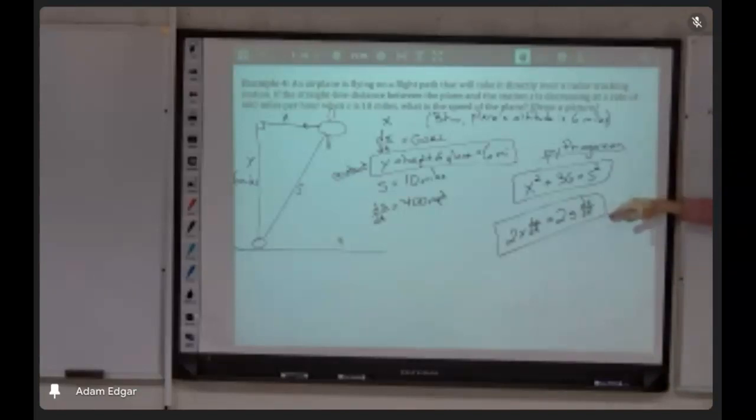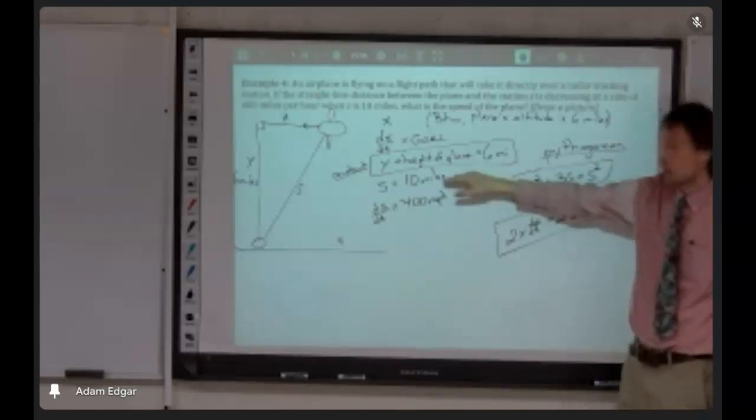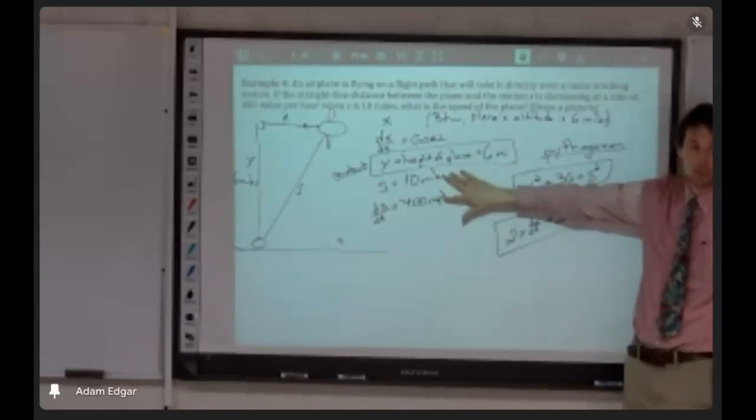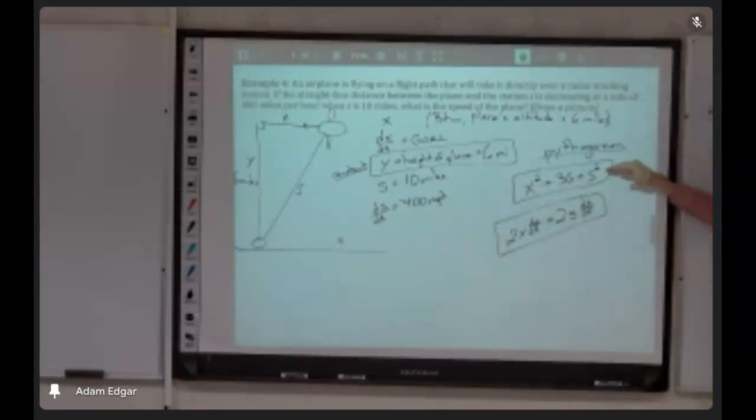Why did you plug in a 10 for S? Because that is changing. They give us a number for S, but they also tell us how it's changing, so we know that that's not a fixed number, that's a variable. So we'll have to use that 10, but we don't want to plug a 10 in here the way we do for the y.